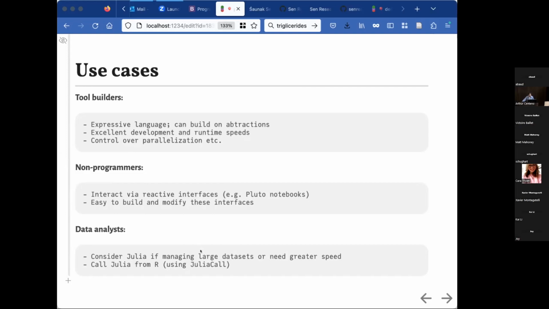I would say, if you're happy with whatever system, don't change. You can be where you are. But if you are unhappy, need greater speeds, or you're managing really large data sets, then Julia might be worth a look. But you can also call Julia from R, and it works the other way around. If you're using Julia and you have a favorite R package, you can call that R package as well.